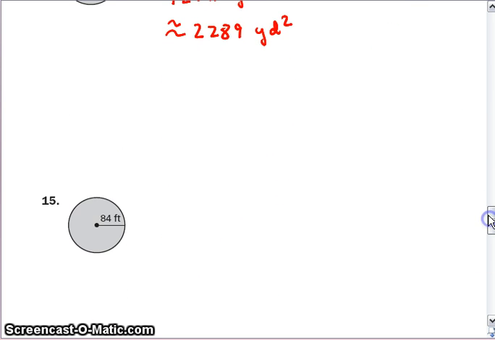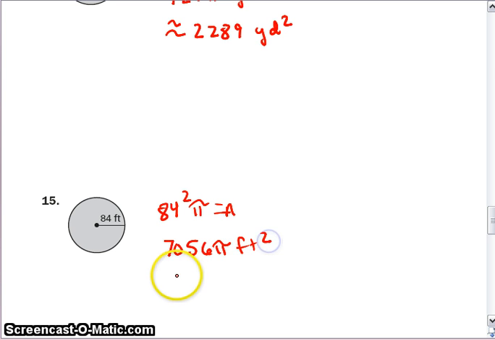Now let's look at this one. 84. Again, radius squared times pi gives us area. All right, that would give us 7,056 pi feet squared. Or if we want an approximation, we could get 22,156 feet squared if we took this and multiplied it by 3.14. And that would be an approximation for our area of that particular circle.